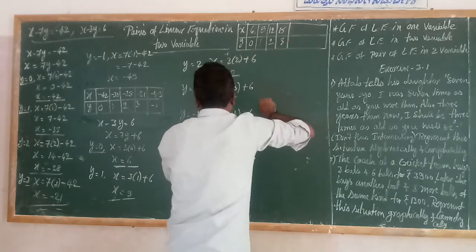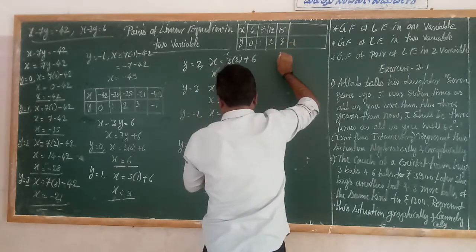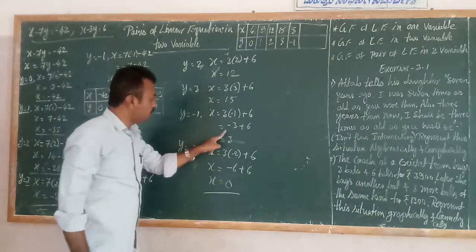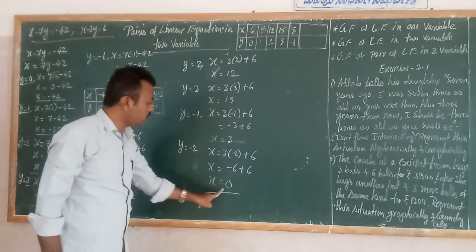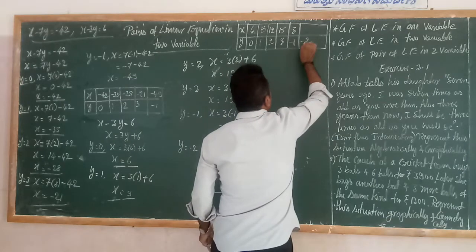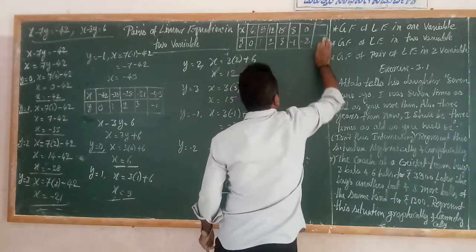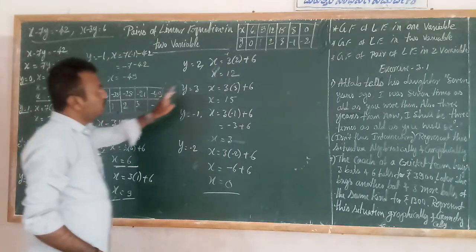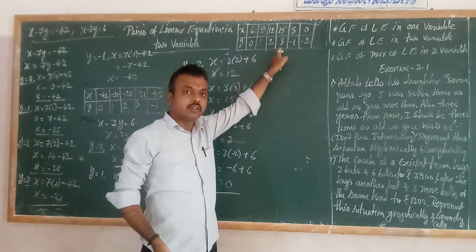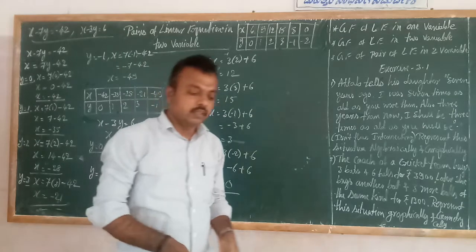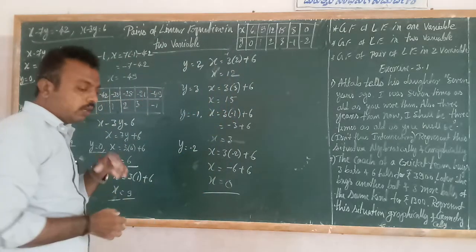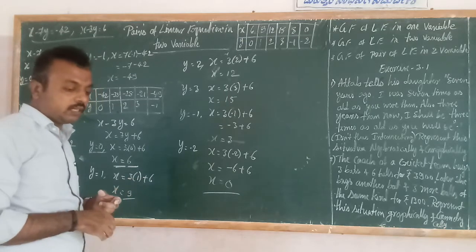Next, y is equal to minus 1, x is equal to plus 3. Correct? And y is equal to minus 2, x is equal to 0. Okay? These two tables, we are ready to draw the graph. So these two tables, we are using that. We have to plot the graph on a graph sheet.